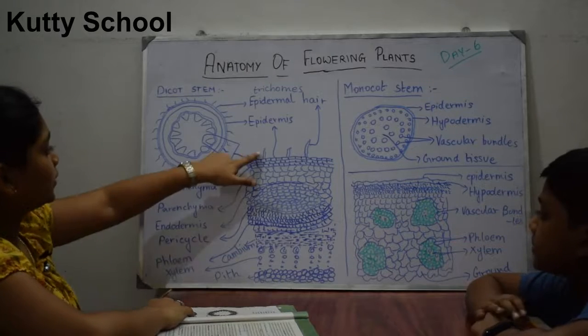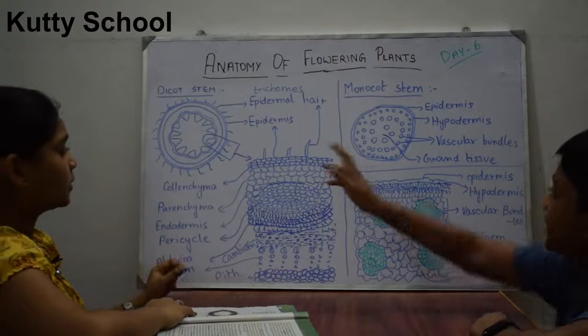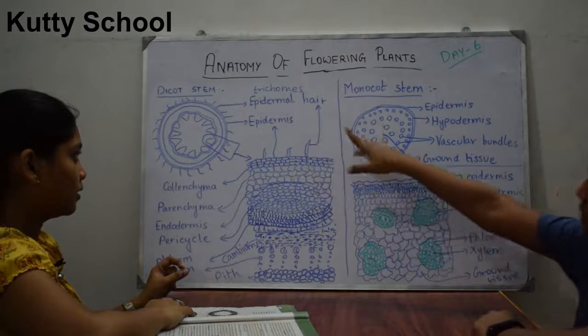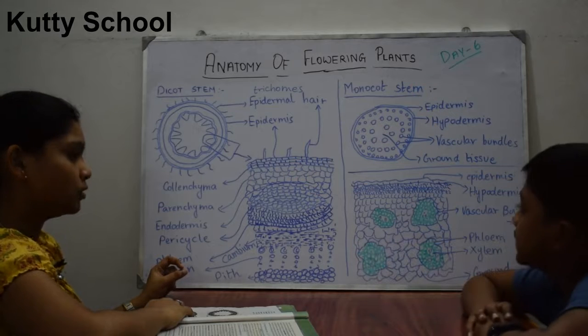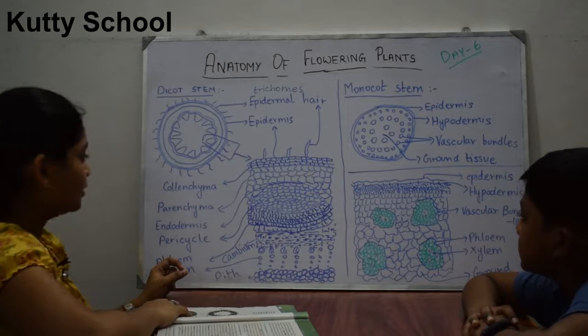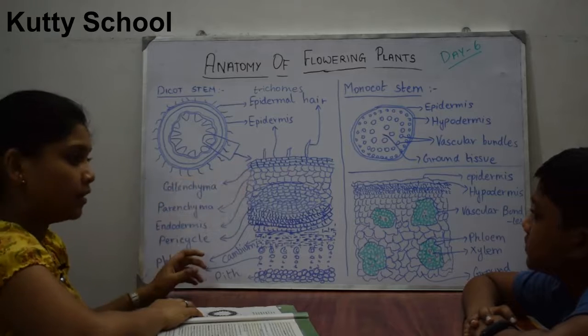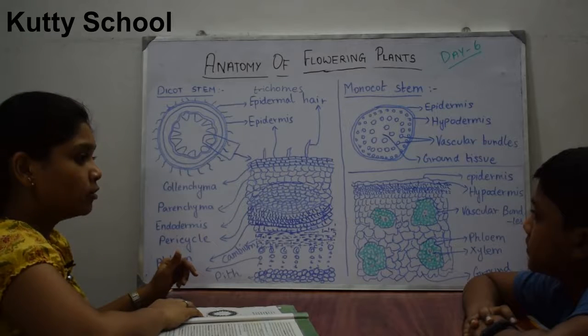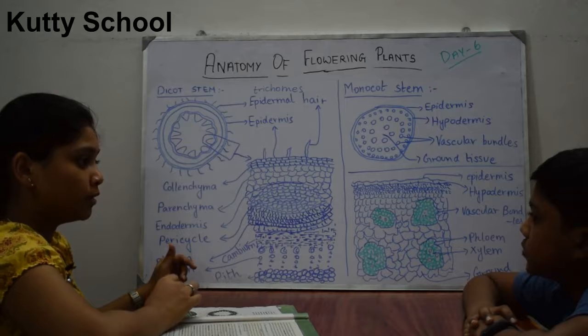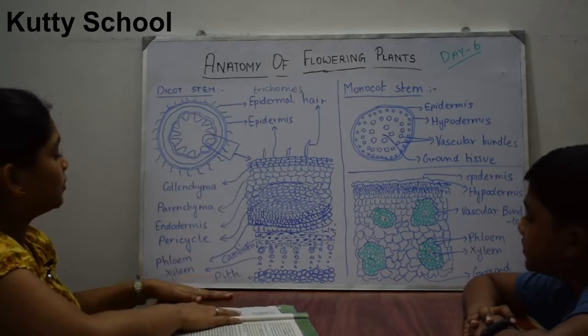So here it is known as epidermis, and the hair is called epidermal hair. That's the name, epidermal hair. It is also known as trichomes. Okay. And in some plants, this epidermis can be covered by a waxy layer, which we have already studied. The waxy layer is known as cuticle. It prevents transpiration. Yes, that cuticle is impermeable to water.